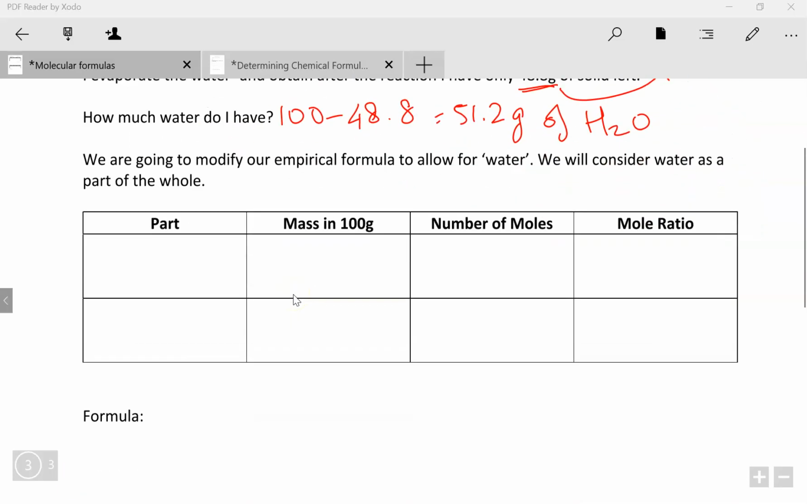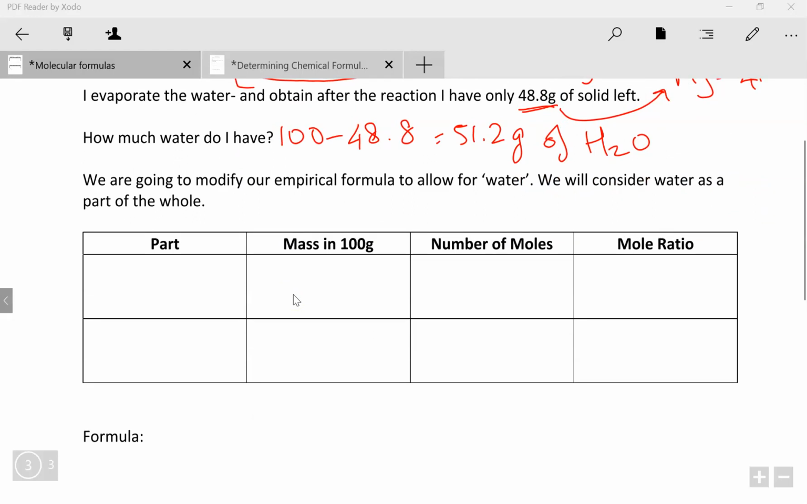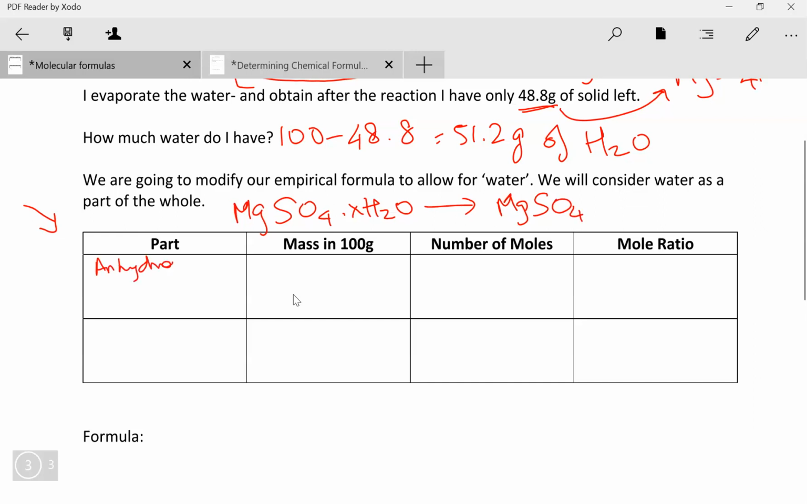Okay, so now that we know our mass of water, we're going to do basically the same thing we did for empirical formula calculations, except modified for water. The hydrated salt is composed of two parts. Once we heat it up, it splits into the anhydrous salt, part number 1, which is MgSO4, and it also splits into the water it had, the second part, which is X H2O.